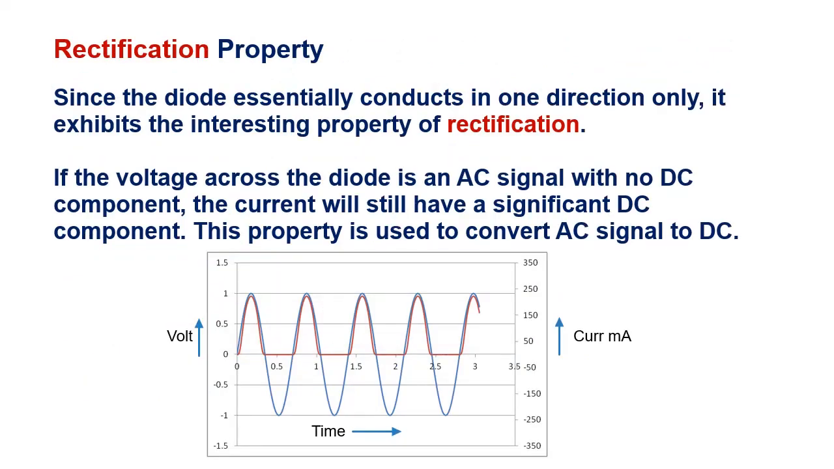Since the diode essentially conducts in one direction only, it exhibits the interesting property of rectification. If the voltage across the diode is an AC signal with no DC component, the current will still have a significant DC component. This property is used to convert AC signal to DC. The plot below illustrates the phenomenon. The applied voltage, a sinusoid with no DC component, is plotted in blue. The current, plotted in red, shows the negative cycles to be truncated. As a result, the current has significant DC component to it.